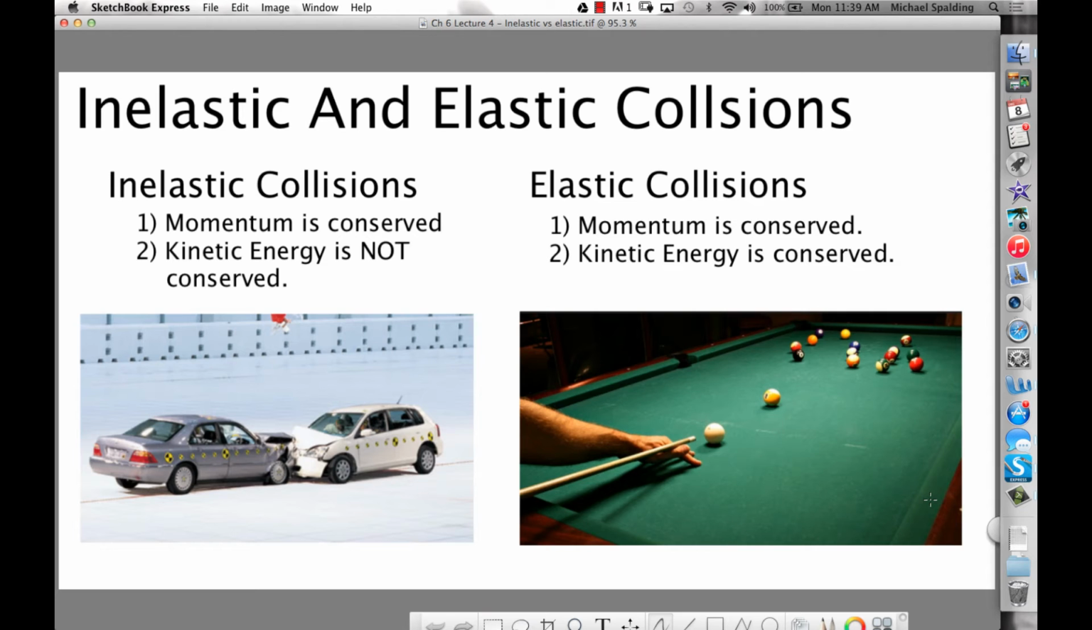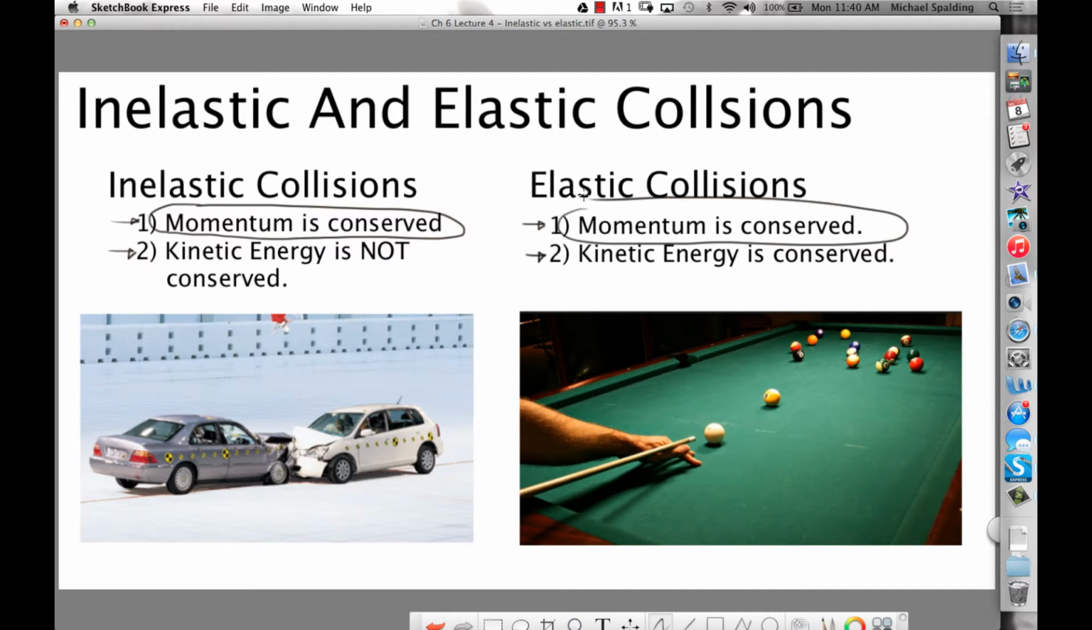All right, so inelastic and elastic collisions. So here we have the difference between the two, the difference and the similarity. If a collision is inelastic, momentum's conserved, kinetic energy is not conserved. If a collision is elastic, momentum again is conserved, but kinetic energy is also conserved. So look, what's the similarity between inelastic and elastic? The similarity is that momentum is conserved.